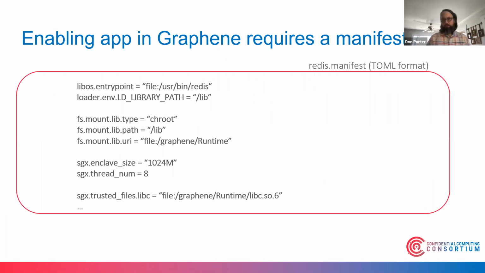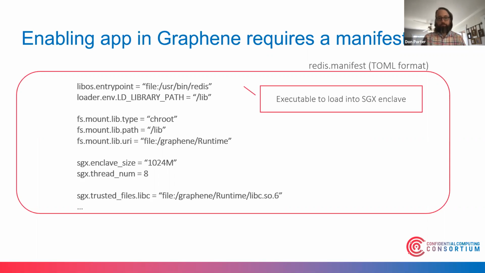One of the main burdens on an application deployment that Graphene requires is what's called a manifest file that basically describes the requirements of your computation. So we have an example manifest for Redis, and it's in a TOML format. We recently changed the format to be a little more user-friendly. And I'll walk through a few of the example fields that you might need to specify.